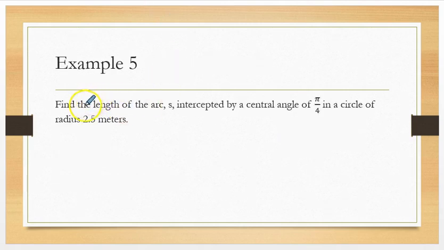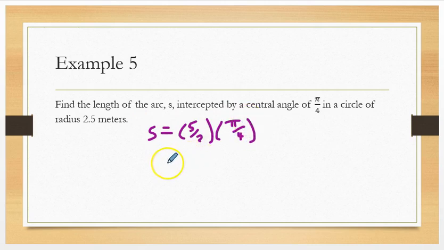So here's an example. They've asked us to find the length of the arc, S, which has an angle measurement of pi over 4, and it's in a circle with a radius of 2.5 meters. So since the formula is S equals R theta, we have S equals the radius is 2.5, which I'm actually going to write as the fraction 5 over 2 instead. And then the theta value is pi over 4. Since the other number was already a fraction, I found it easier to rewrite 2.5 as 5 over 2. So now when I do my multiplication, I'll have 5 pi over 8.